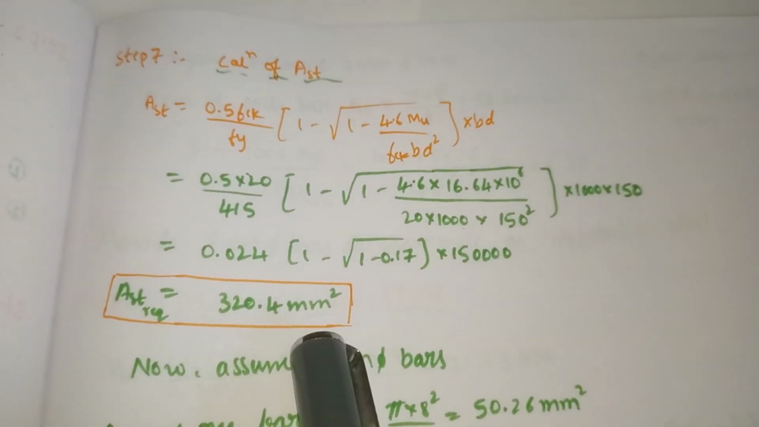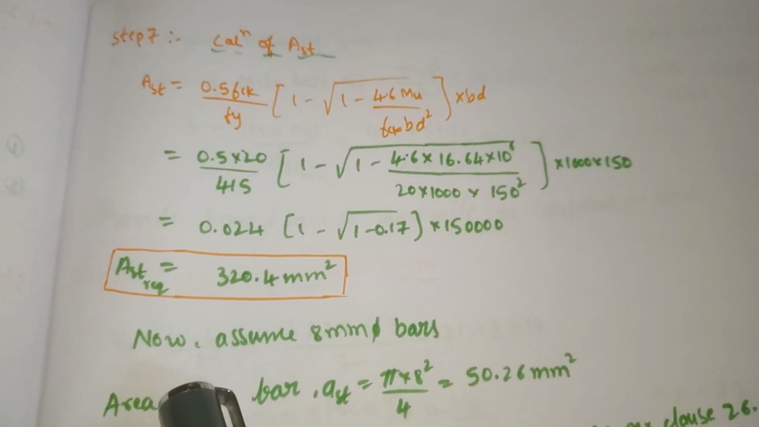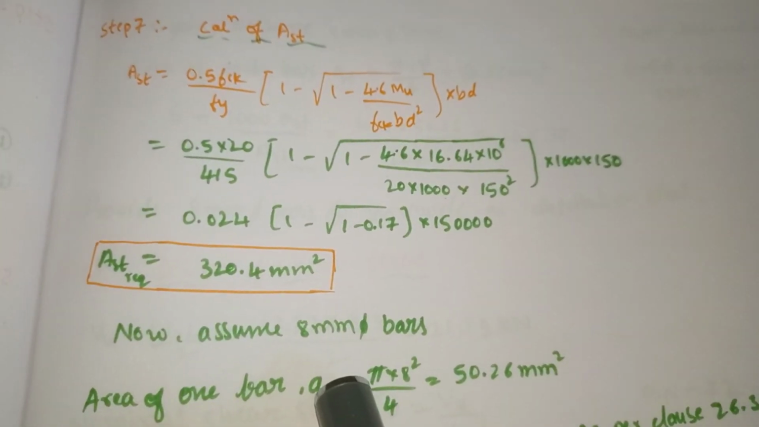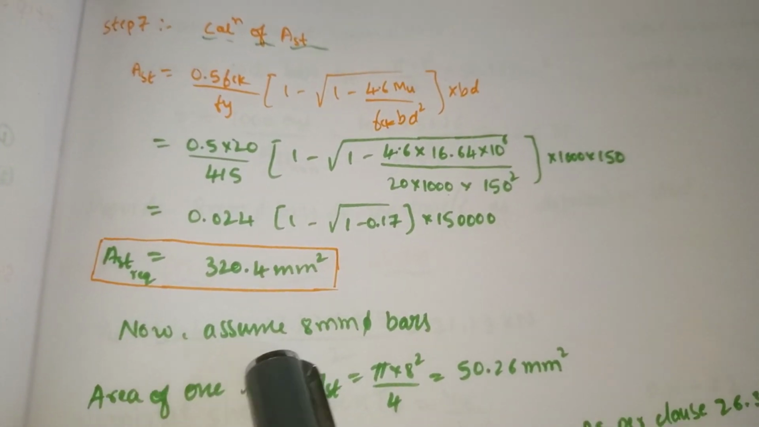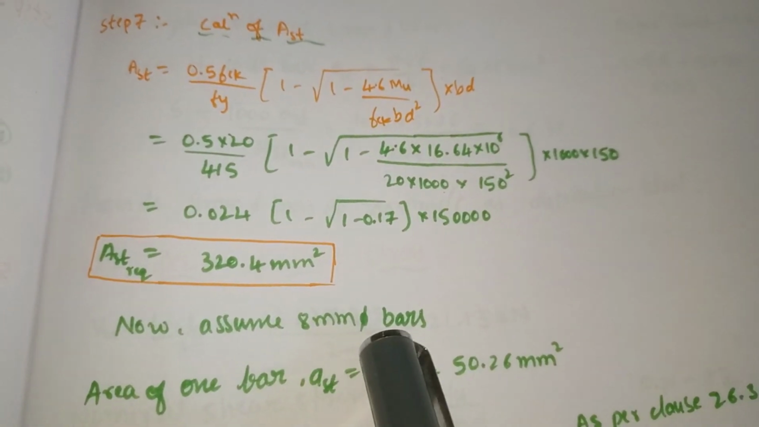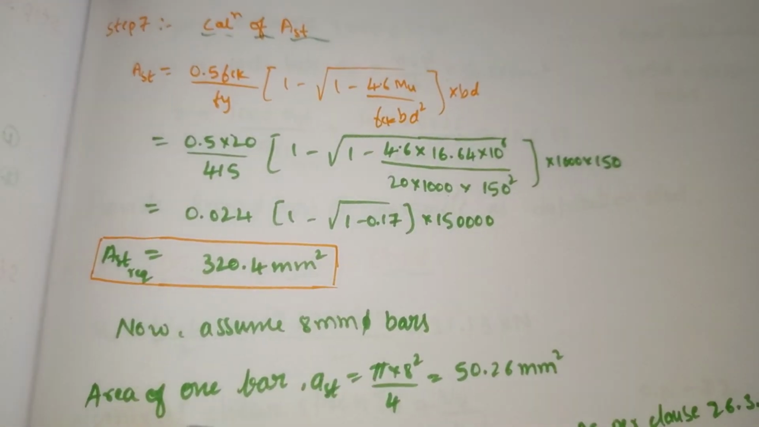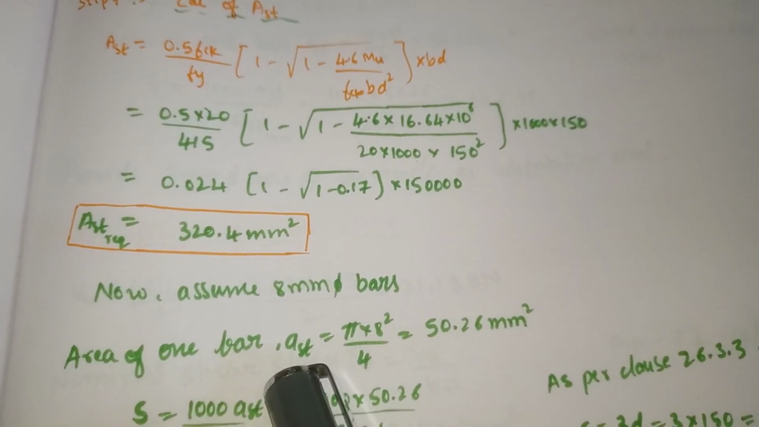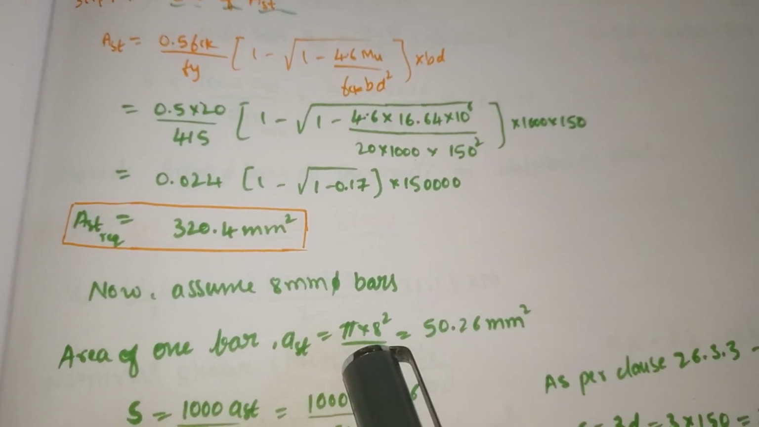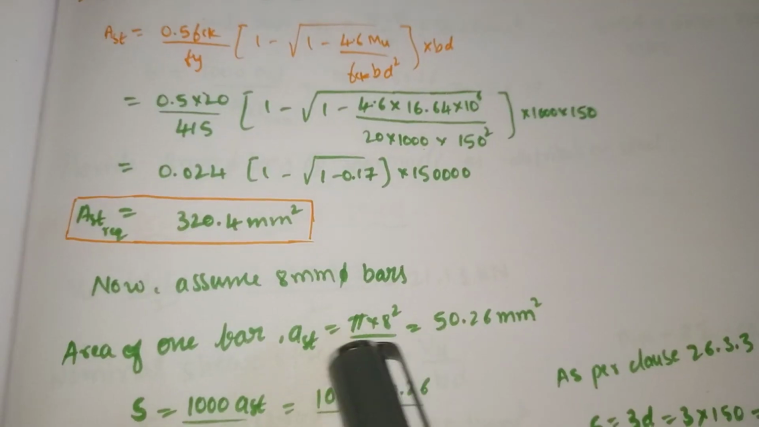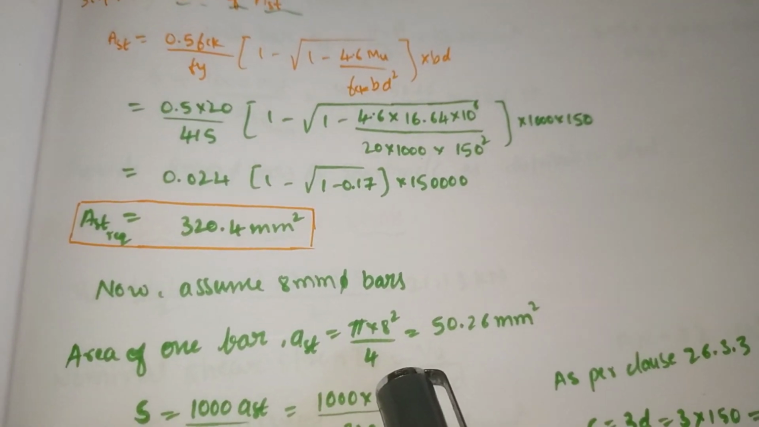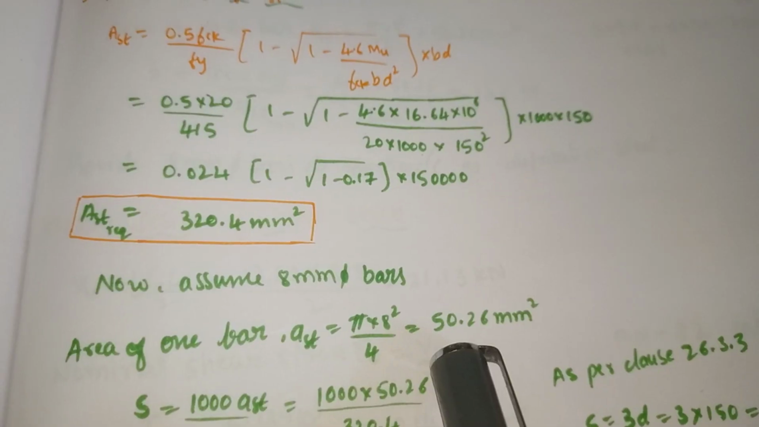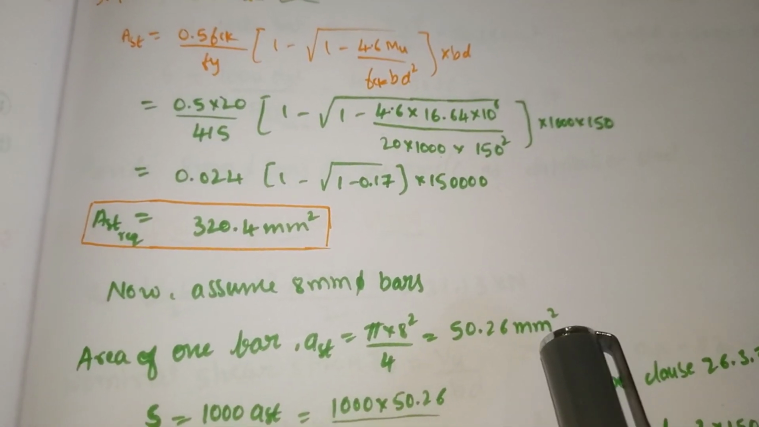So next, now we have to assume the diameter for calculation of the area. So I am assuming 8 mm bars I am taking. So we can calculate the area of 1 bar. For that we have the formula small ast is equal to pi by 4 d square, where d is nothing but the diameter. So after simplifying we will get our area of 1 bar value as 50.26 mm square.